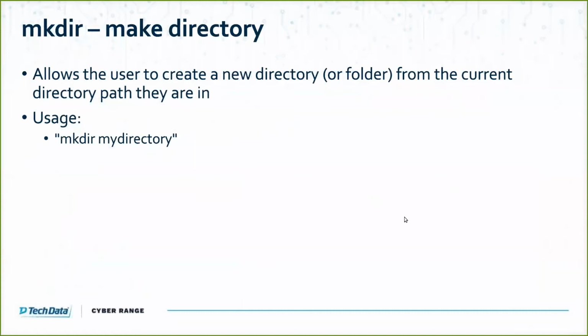So mkdir, short for make directory. It's one of the simpler commands. It basically allows the user to create a new directory, also known as a folder, from the current directory path that they are in. So for example, you would simply type mkdir space my directory. You can name it whatever you want. As soon as you execute that command, a directory called my directory will be created from the path that you executed the command in.